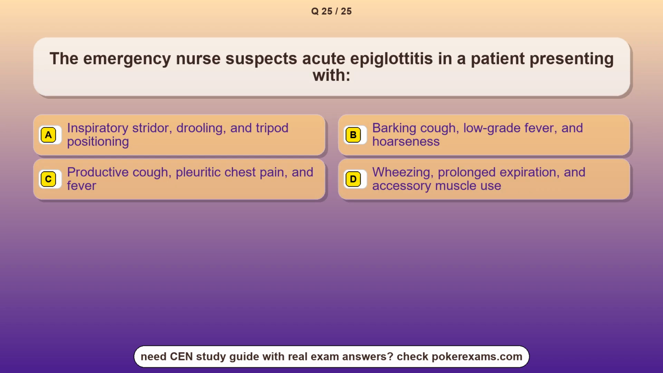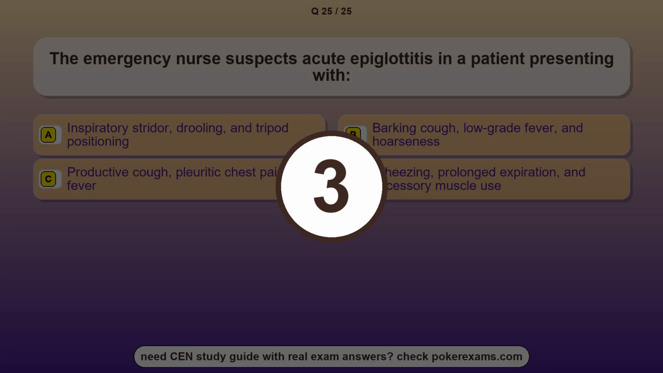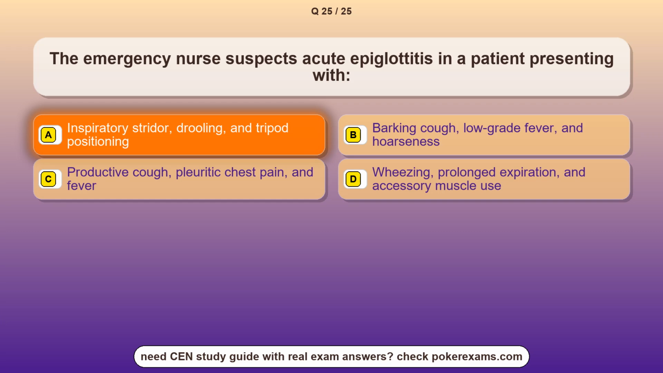Question 25. The emergency nurse suspects acute epiglottitis in a patient presenting with option A, inspiratory stridor, drooling, and tripod positioning. Option B, barking cough, low-grade fever, and hoarseness. Option C, productive cough, pleuritic chest pain, and fever. Option D, wheezing, prolonged expiration, and accessory muscle use. The correct answer is option A, inspiratory stridor, drooling, and tripod positioning.